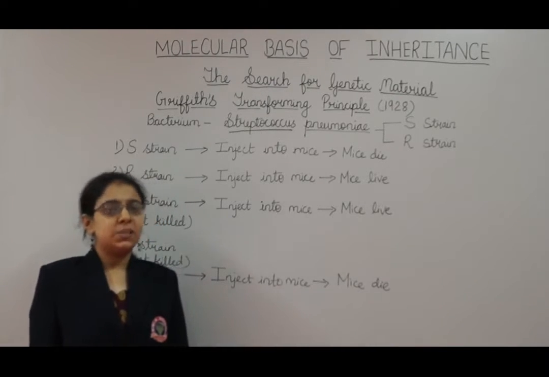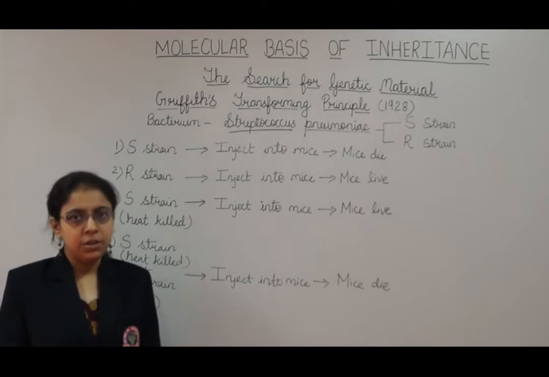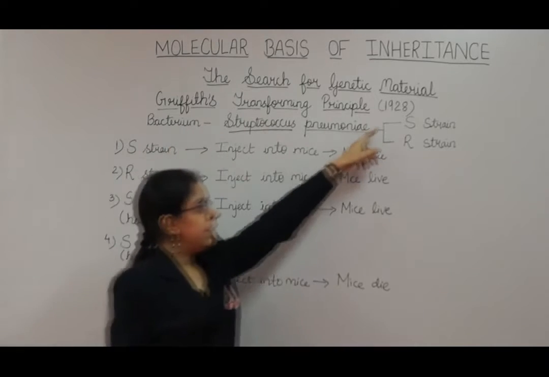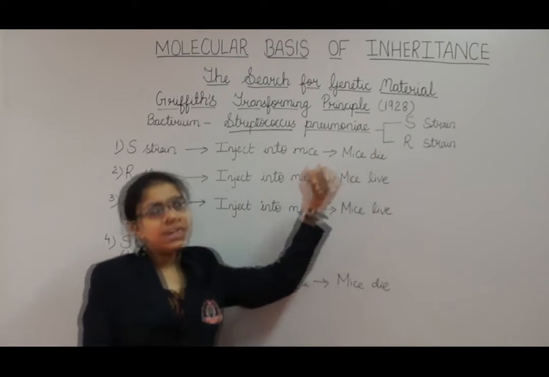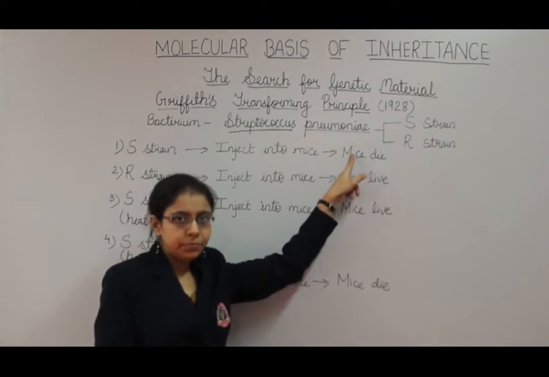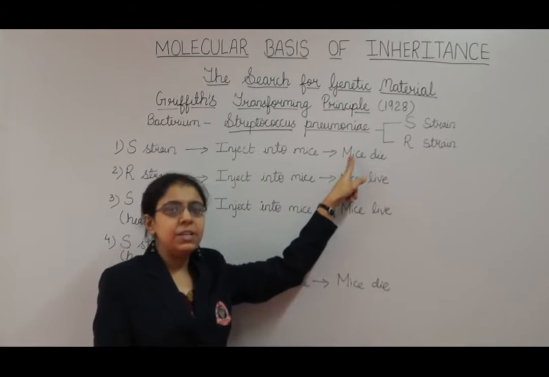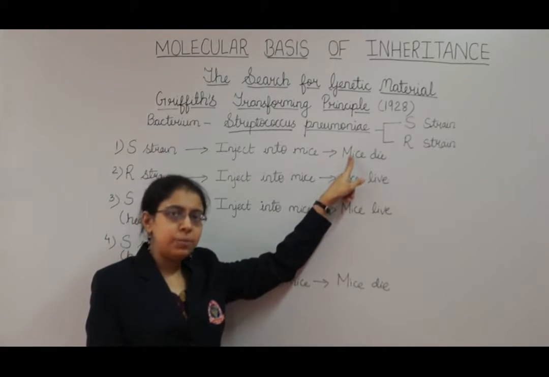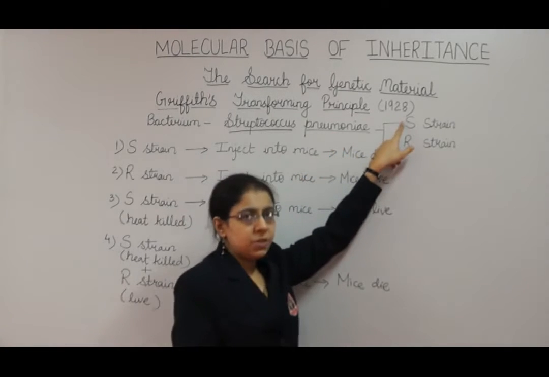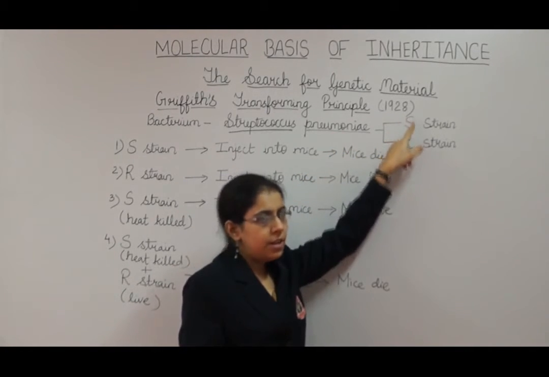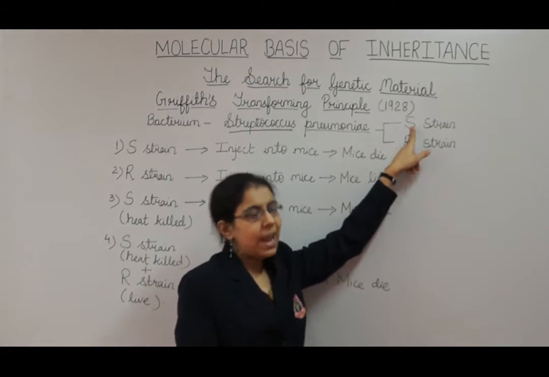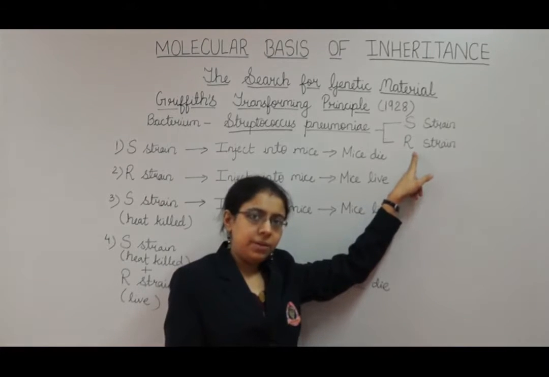The very first experiments in this direction were performed by Griffith. Griffith in the year 1928 performed his experiments on the bacterium Streptococcus pneumoniae. This bacteria he cultured in labs using culture plates. He found that the bacteria has two types of strains, that is S strain and R strain. S strain is the smooth strain, whereas the R strain is the rough strain.